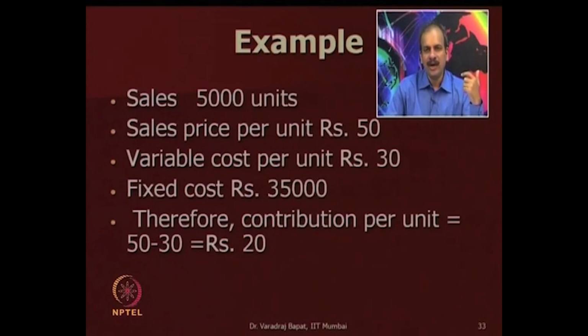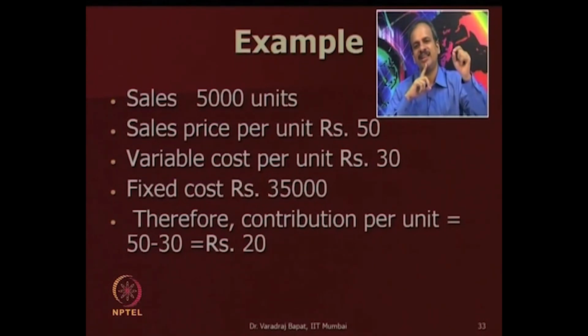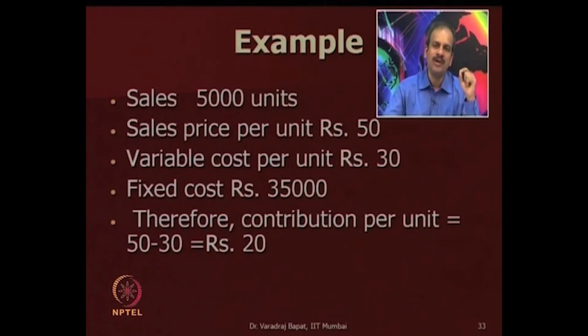Now I have to calculate how many units need to be sold to cover my fixed cost of 35,000. Can you think of it? You can even do it orally. So every one product or one unit being sold gives me 20 rupees. I need at least 35,000 to cover my fixed costs. So how many units do I have to sell? Could you calculate? Don't look at 5,000, that is the estimated sale. But we want to know the minimum units required to cover up the costs.